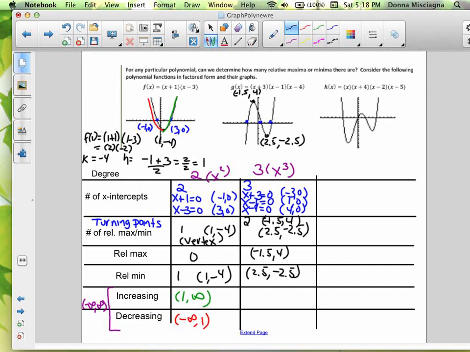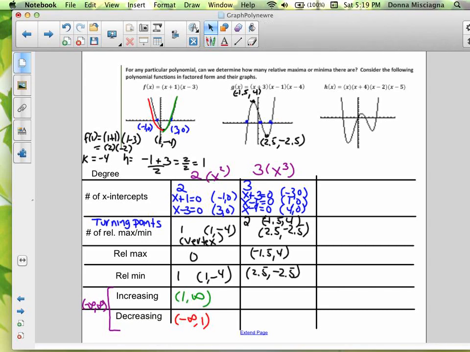What if both those turning points were below the x-axis? Well, then they could both be negative, but one would be less negative, right? Or what if they were both above, right? They'd both be positive, but one would be more positive, right? But not in this case.